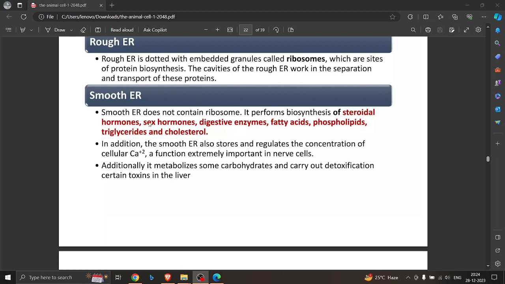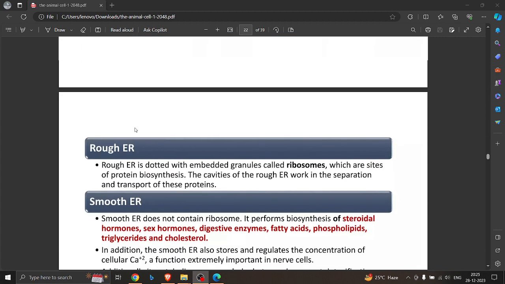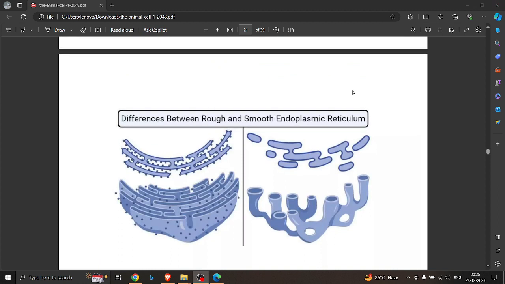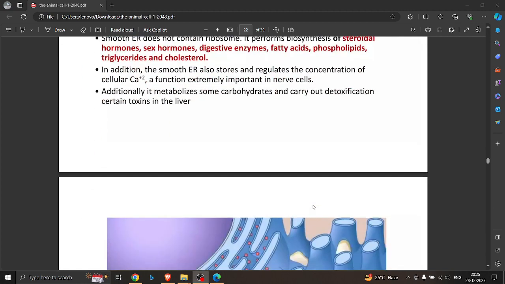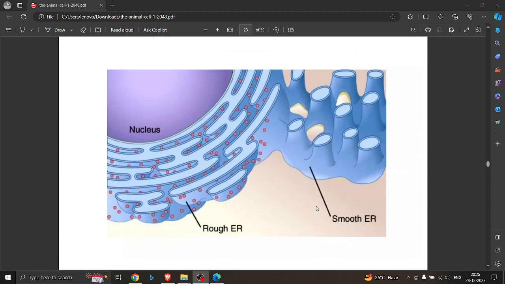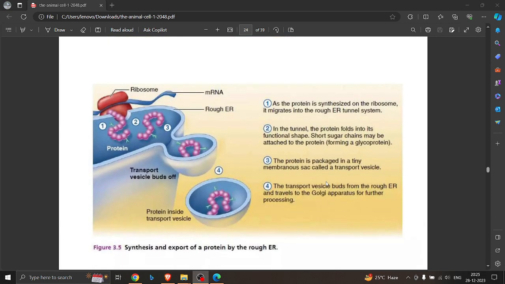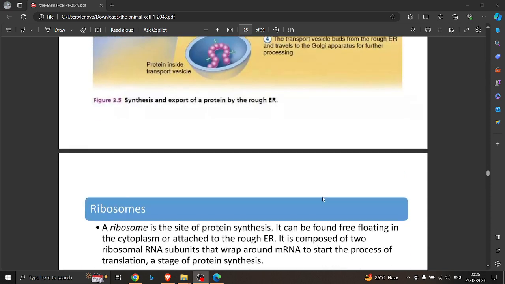Now coming to the smooth endoplasmic reticulum, it does not contain any ribosomes. It performs biosynthesis of steroid hormones, sex hormones, digestive enzymes, fatty acids, phospholipids, triglycerides and cholesterol. You can see here there are no ribosomes in the smooth endoplasmic reticulum. This diagram shows the rough and smooth endoplasmic reticulum, and the difference is the presence of ribosomes. It also diagrams how the synthesis takes place.